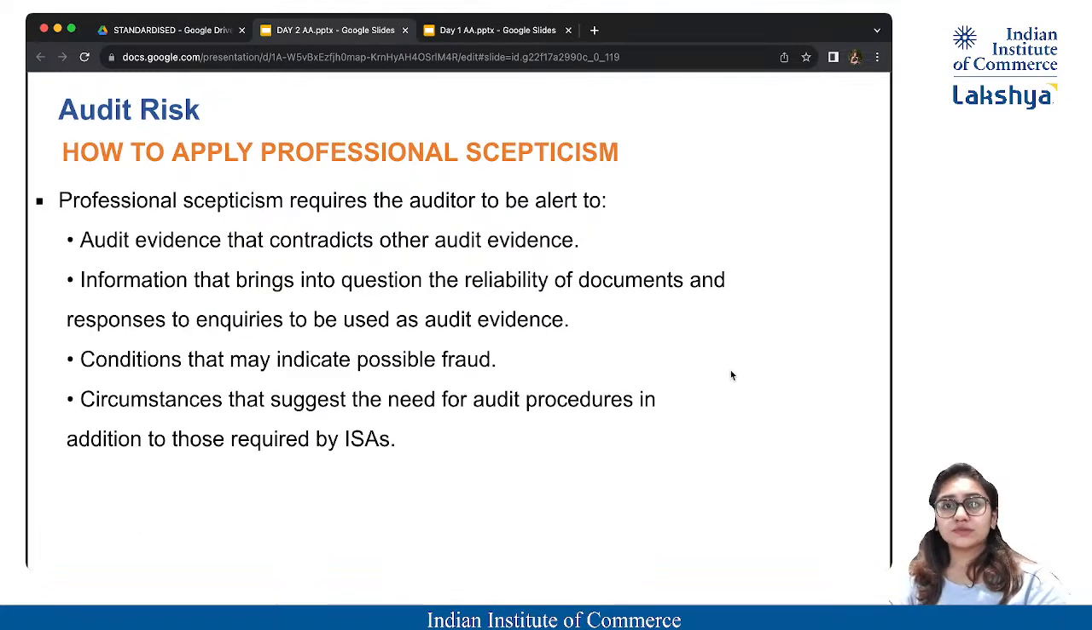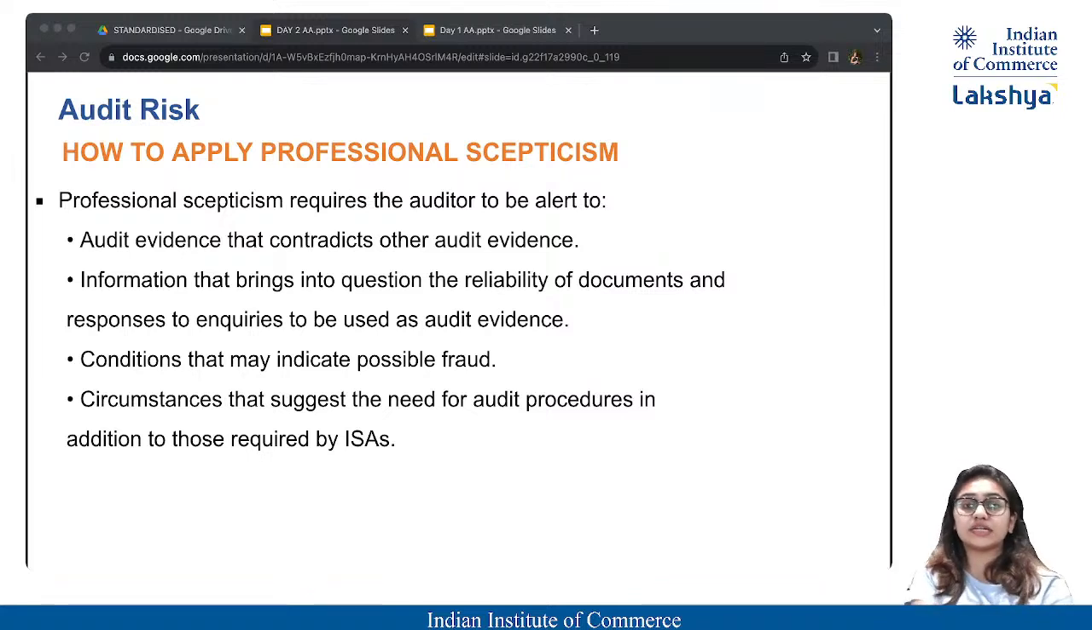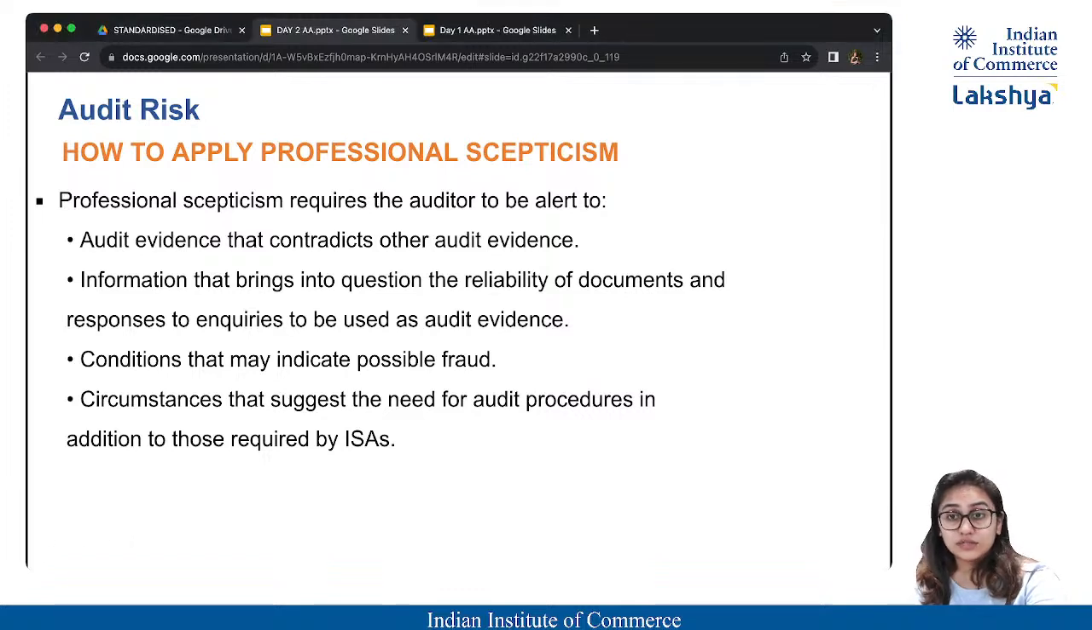But how to apply this professional skepticism? We know that there is a professional skepticism that we need to apply. We know that we need to be alert to the conditions which may indicate possible misstatements due to frauds and errors. But how will you apply this professional skepticism? So that is a thing that you need to understand.